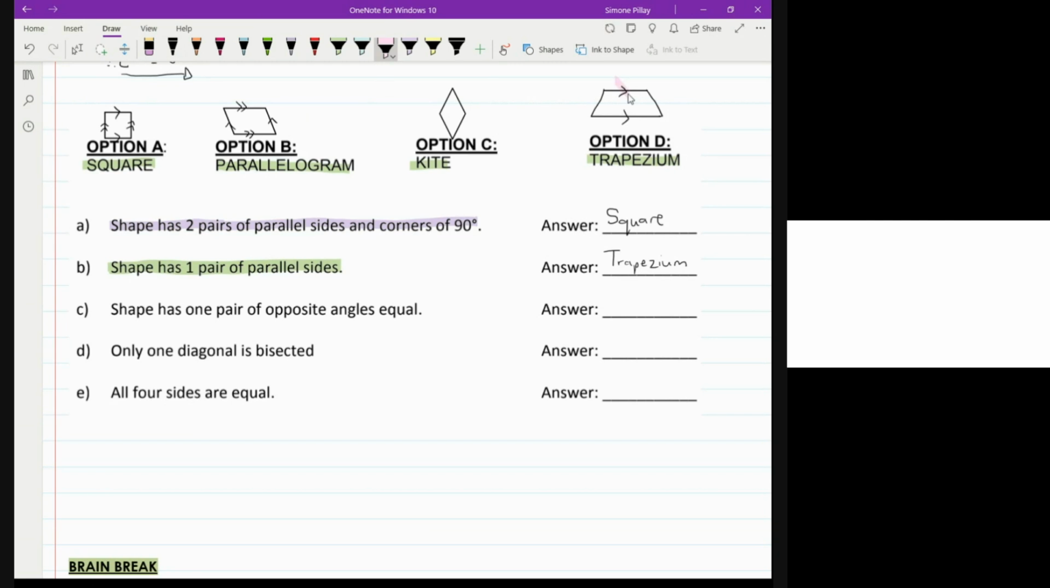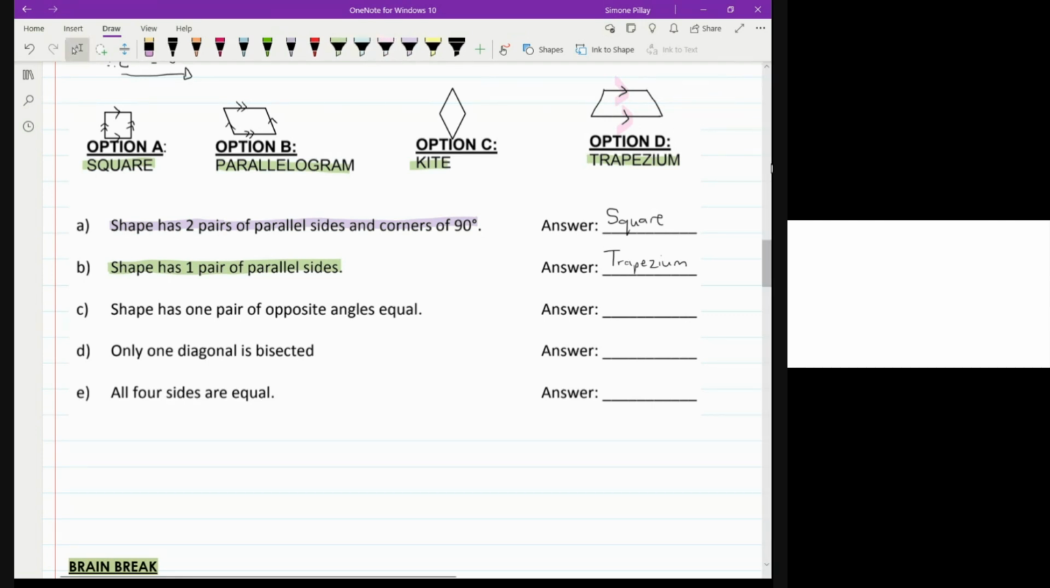So a trapezium only has one pair of parallel sides. Guys, if ever you think of something with one pair of parallel sides, you should think of a trapezium, because most of my other shapes have two pairs of parallel sides. Think of a square, a parallelogram, a rhombus, a rectangle. All of those have two pairs of parallel sides. My trapezium is really the only one that we learn about that has only one pair. So that is a trapezium.